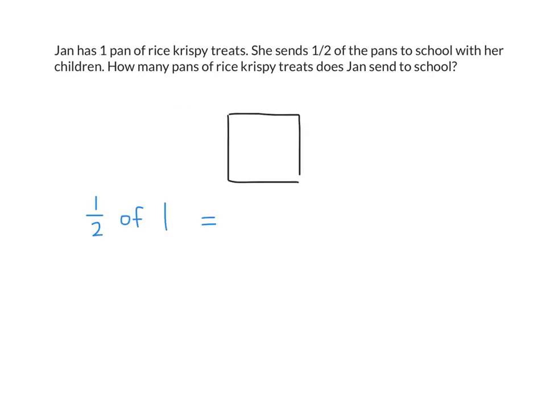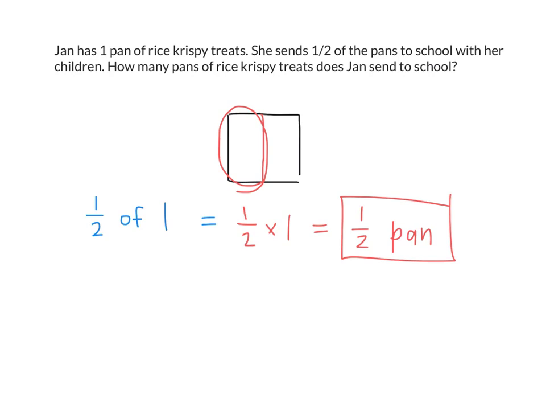She has to make Rice Krispie treats again, but this time she only has enough time to make 1 pan. Go ahead and draw that 1 pan of Rice Krispie treats. Now she's so generous. She always likes to give away half of everything she makes, even if she only made 1 pan. So she's going to send half of the pan to school with her kids. How many pans of Rice Krispie treats does she send to school? This time, can I circle the entire pan? No. I have to cut it in half, and I can only circle half, because this time we're finding 1/2 of 1 pan only. Written in a math equation, that is 1/2 times 1, which of course is 1/2. So in this scenario, she can only send 1/2 of a pan to school.